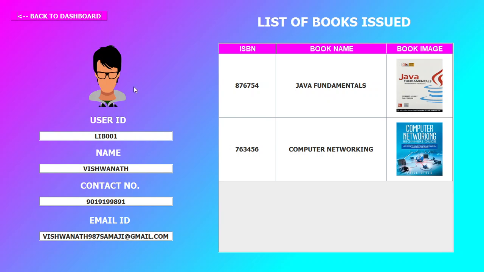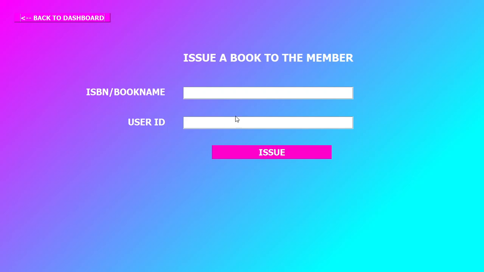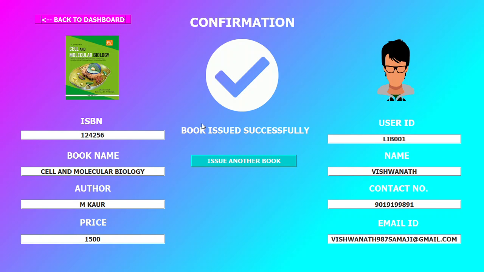After issuing that book to the first member lib 001, the Cell and Molecular Biology book will appear here. Now let's see. Issue a book, Cell and Molecular Biology, lib 001. Now this book of Cell and Molecular Biology has been successfully issued to the first member lib 001.